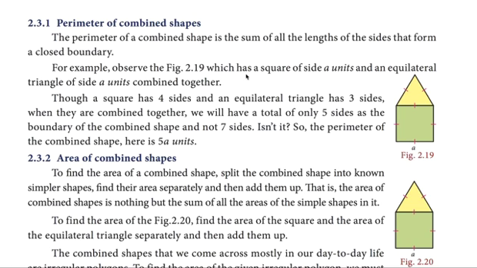Let's say the square has a side of a units, and the equilateral triangle has a side of a units. Then 1, 2, 3, this is 3, this is 2, 5a is the perimeter. It's not 7a as we anticipated.